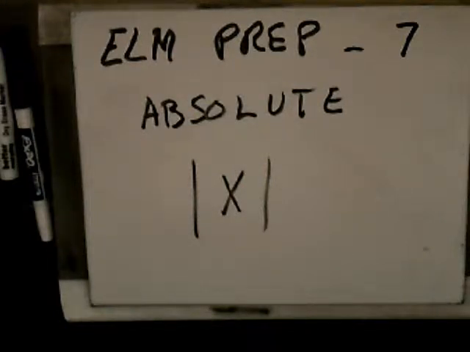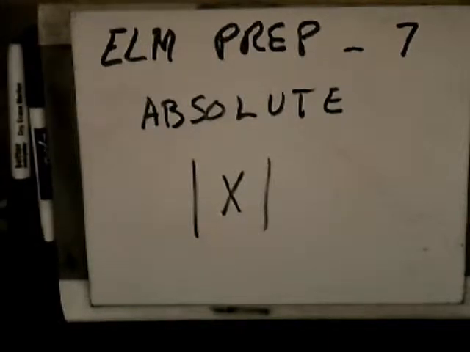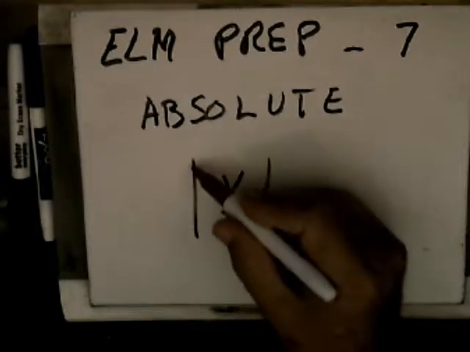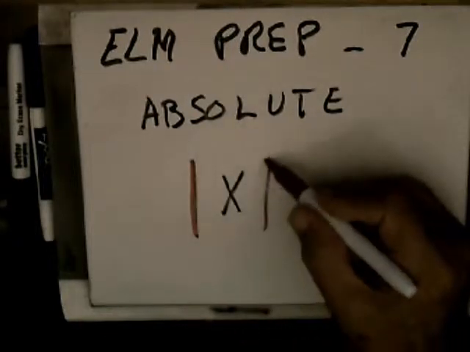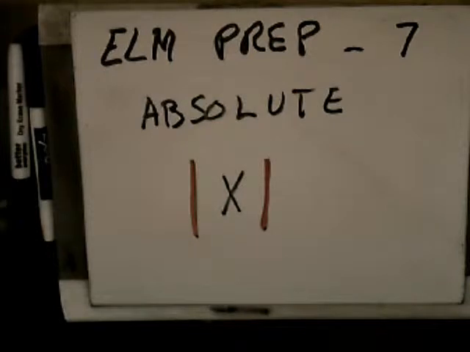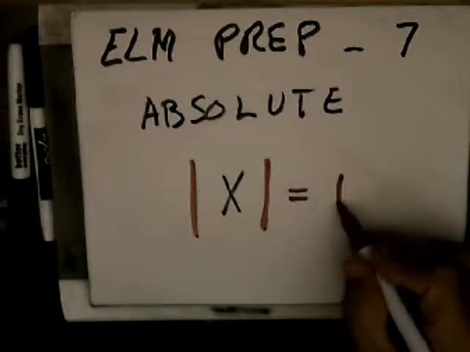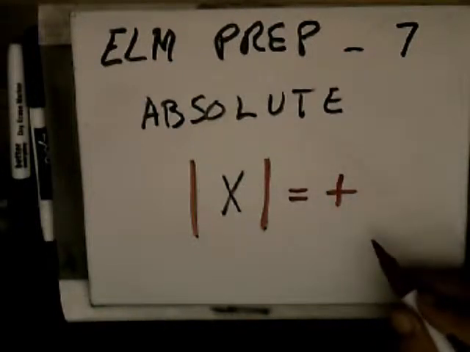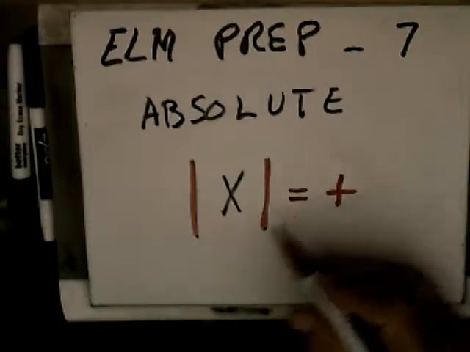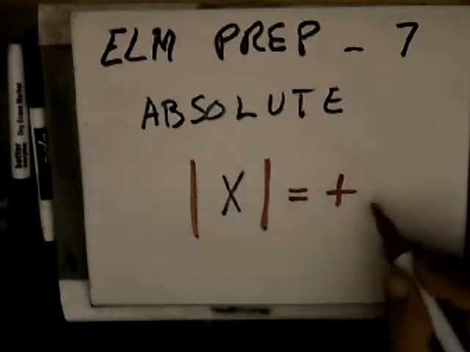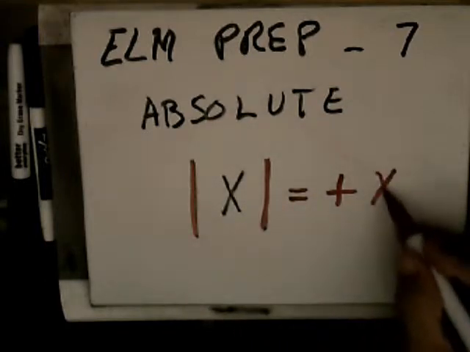Welcome back to ELM Prep Part 7, and we're going to talk a little bit about the absolute value. We symbolize an absolute value with these two vertical lines surrounding the information inside. The absolute value of x will be equal to some positive value. In this case, whatever the x is in here, once it gets out here, will be positive x.